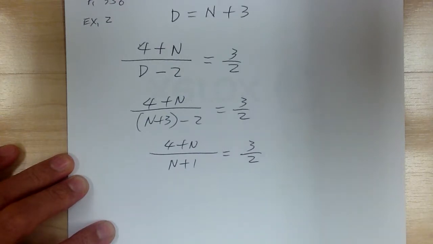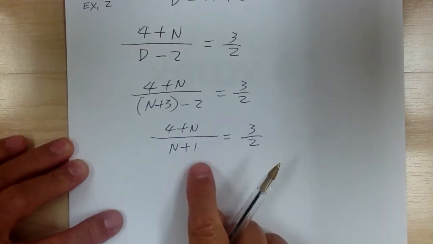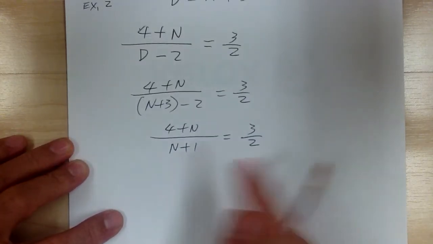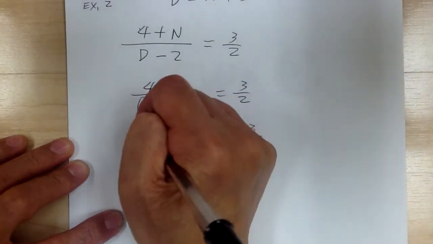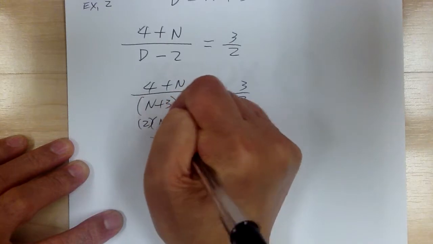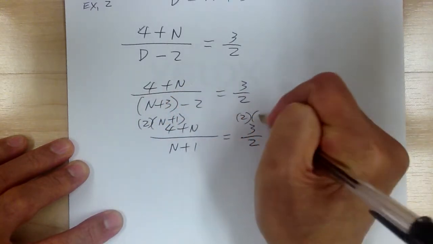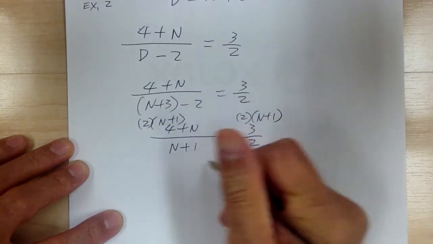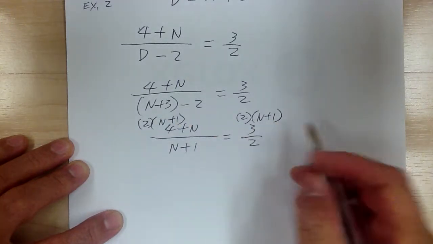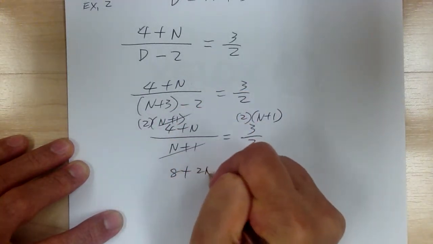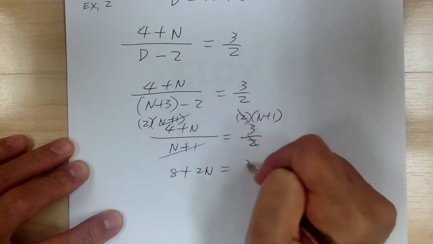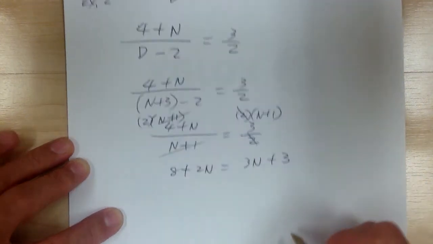Okay, so from here, it's probably easier to just do the cross multiplying, or you can multiply by the common denominator. If you do the common denominator, you're going to get 2n plus 1. But it's easy if you just cross multiply. So this cancels with that, and you get 8 plus 2n. This one cancels, so you've got 3n plus 3.